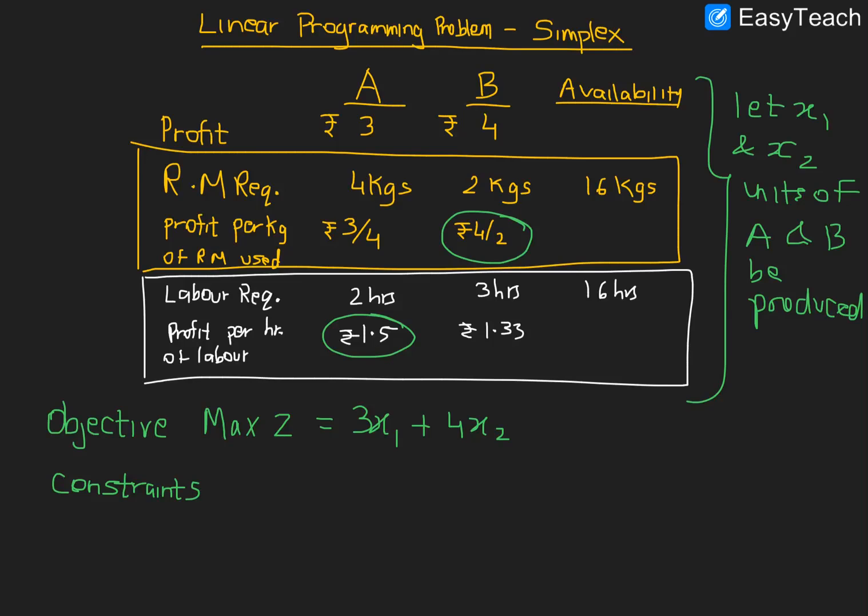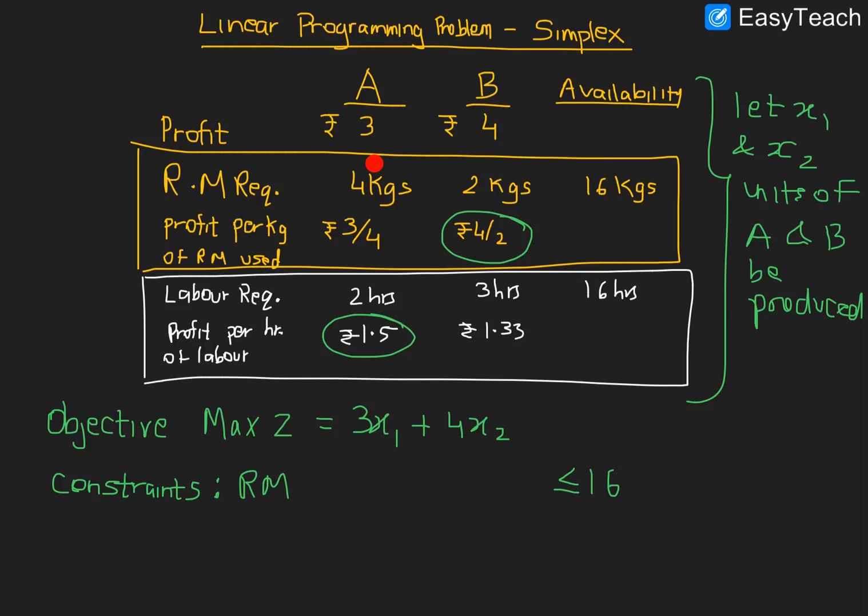We can simply write the raw material constraint, being limited to 16 kgs. So with regards to raw material, the raw material availability is 16 kgs. So the maximum consumption that I can make is going to be less than or equal to 16. Maximum 16 I can do. So what's the constraint going to be? Let's have a look. 4 kgs of raw material is required for 1 unit of A, 2 kgs of raw material is required for 1 unit of B.